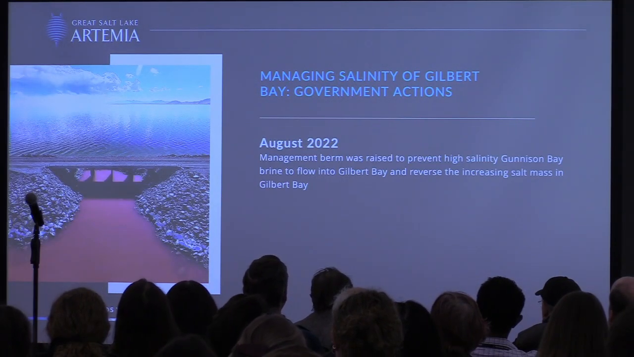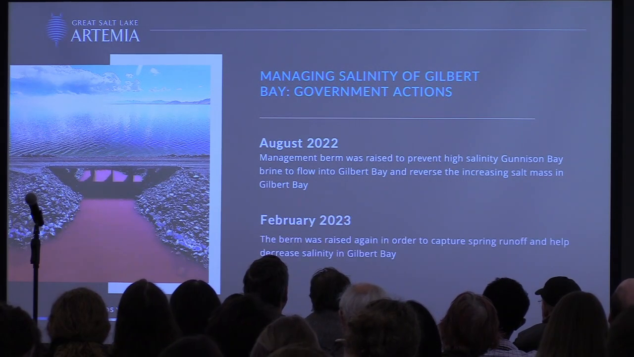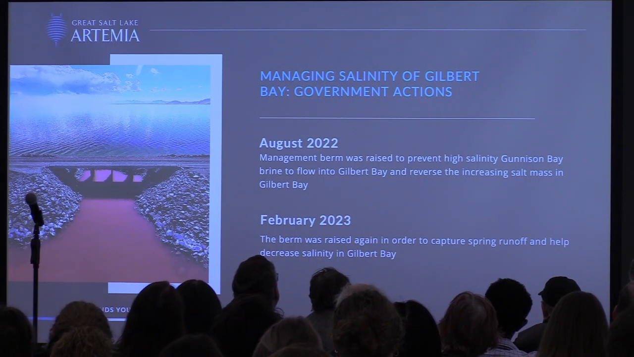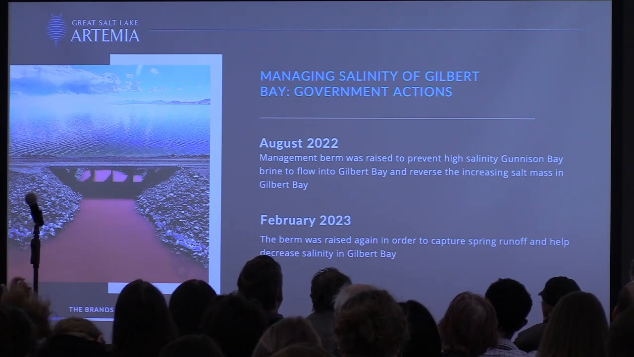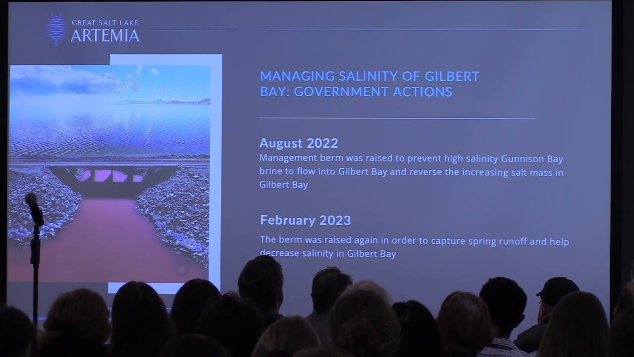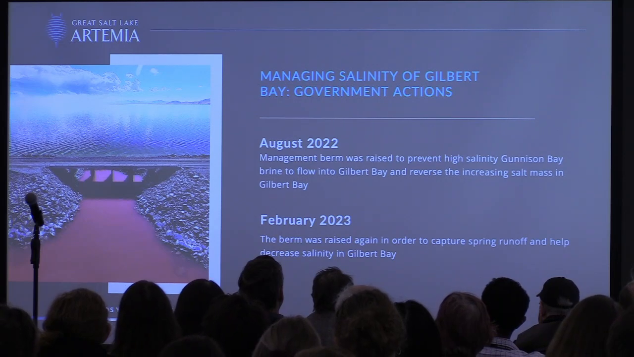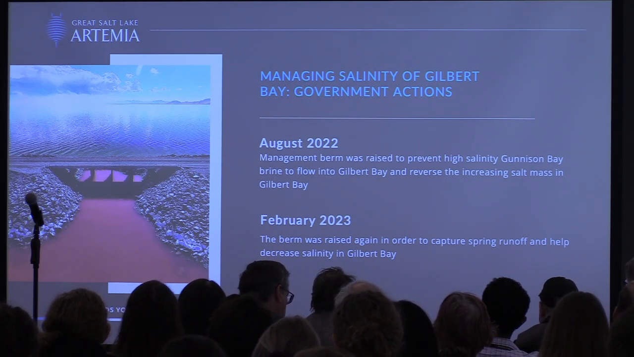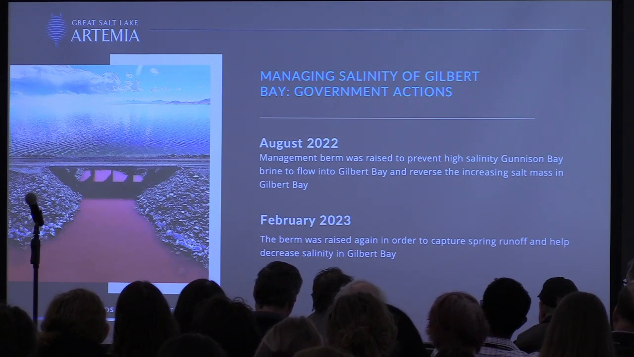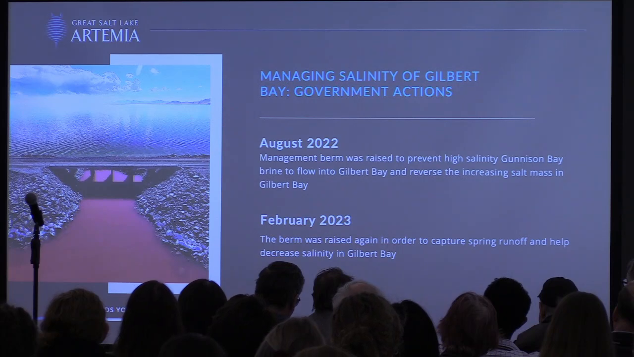Now, as a result of that increasing salinity in the summer of 2022 and subsequently in the spring of 2023, the state decided to adapt the management berm. First, to stop the return of that heavy brine coming to the south, to help mitigate that salinity problem. And then again, a second time to capture the spring inflow, create better mixing, decrease the salinity again, and then being able to export some of that salt to the north.